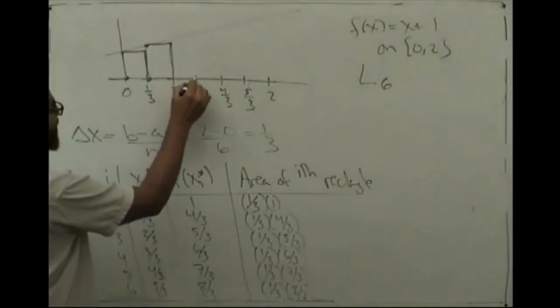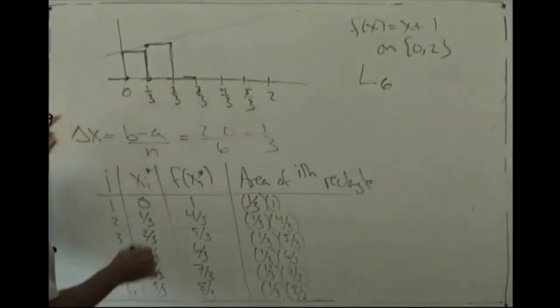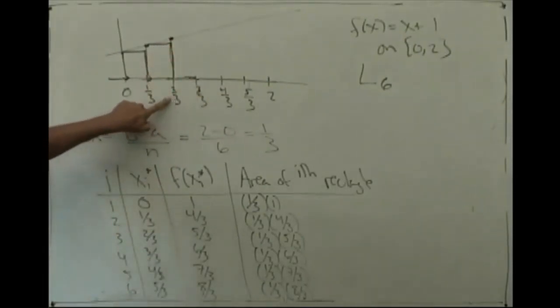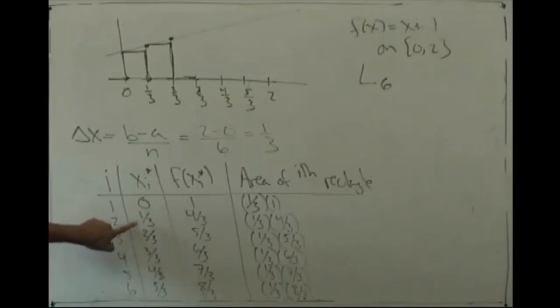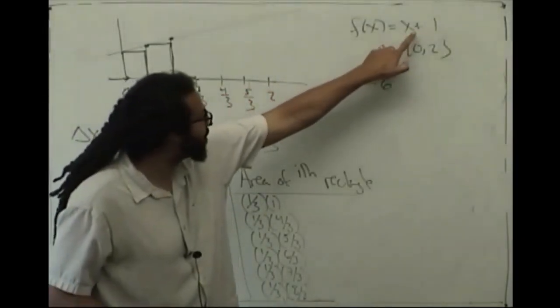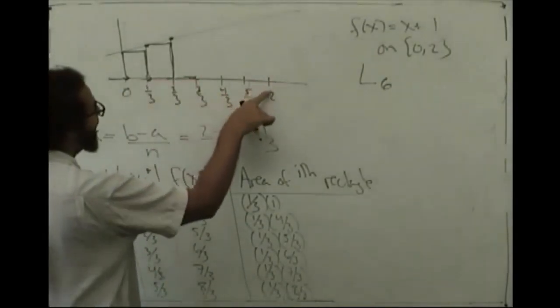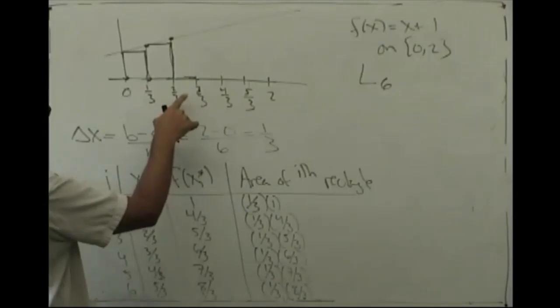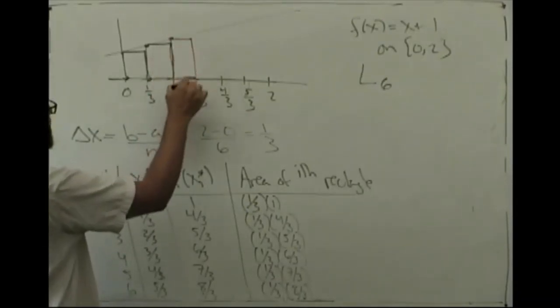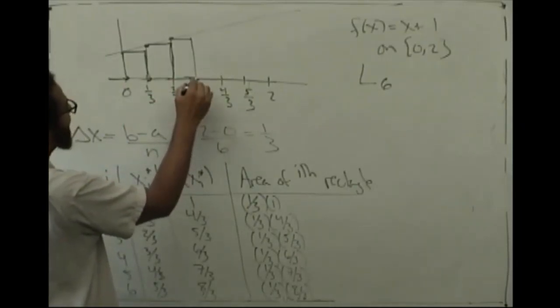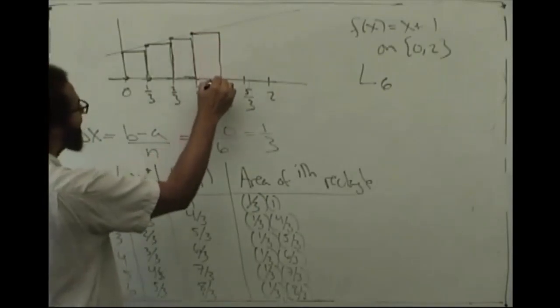And now for the third subinterval, I want to use the left endpoint to determine the height of the third rectangle. So my x_i star is now 2/3. So x3 star is 2/3. And then I take 2/3 and plug it into the function x plus 1. And when I do that, I get 5/3. So now you want to do this all the way until you reach the end here. So here's my third rectangle, whose height is determined by the left endpoint. My fourth rectangle, that height will be determined by the left endpoint.